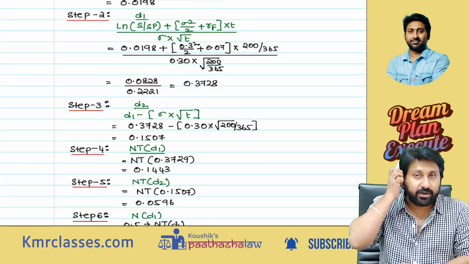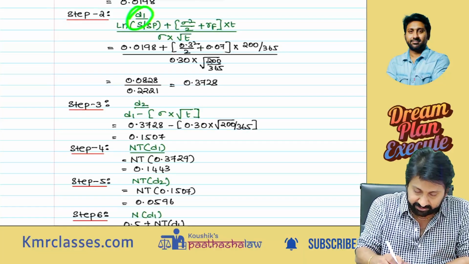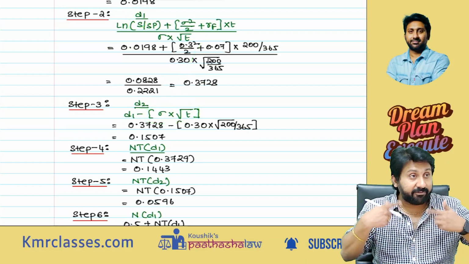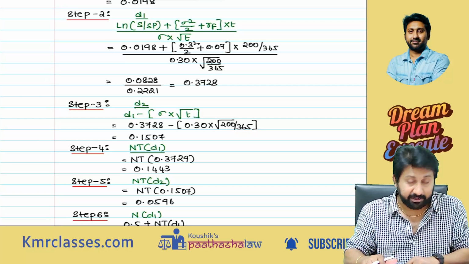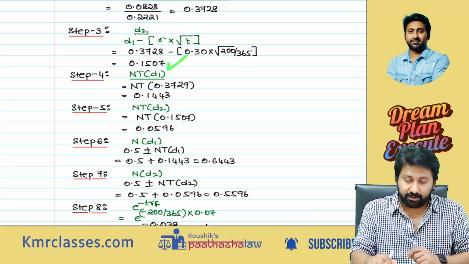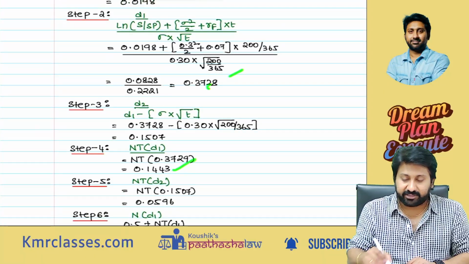How to calculate D2? D1 is calculated, and now D2. D2 means D1 minus the denominator of D1. Mug up the formula literally. Black-Scholes will come in this attempt, I already told you. NT of D1 is the normal table value of D1. Say you got D1 as 0.3728.